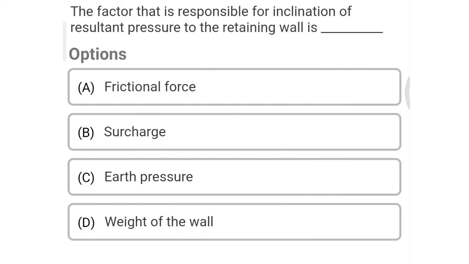So next question, the factor that is responsible for inclination of resultant pressure to the retaining wall is option A frictional force, option B surcharge force, option C earth pressure, option D weight of the wall. So the correct answer is option A frictional force.